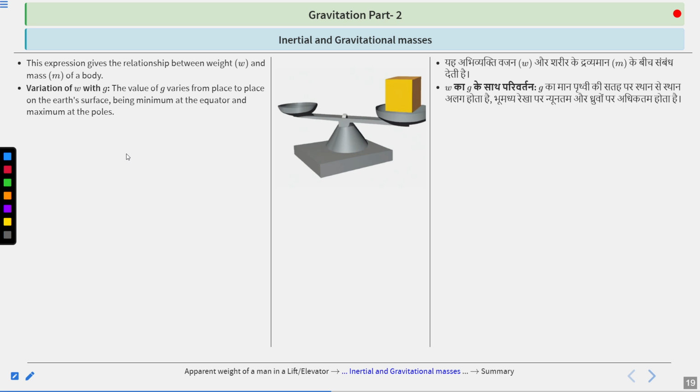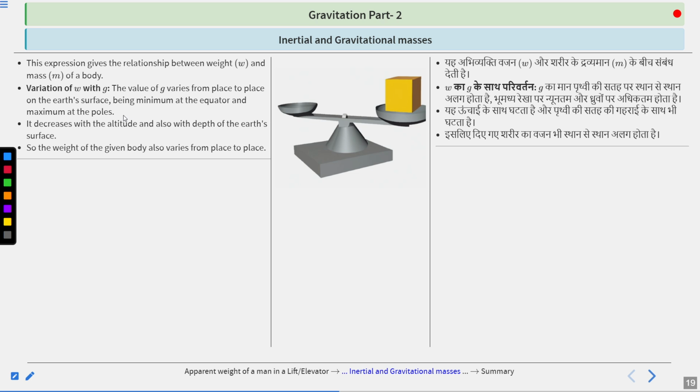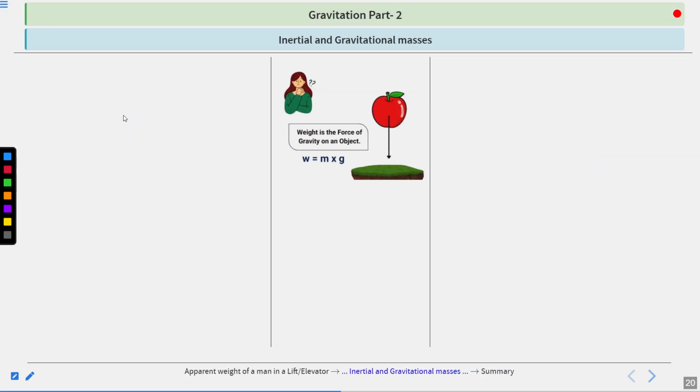So weight could vary with the gravitational pull. Okay. So we could say the value of g actually varies from place to place on the earth's surface. It is minimum at the equator because the earth has low gravity at the equator, and it is maximum at the poles because the earth has maximum gravity at the poles. It decreases with the altitude and also with the depth below the earth's surface. So the weight of the given body also varies from place to place.